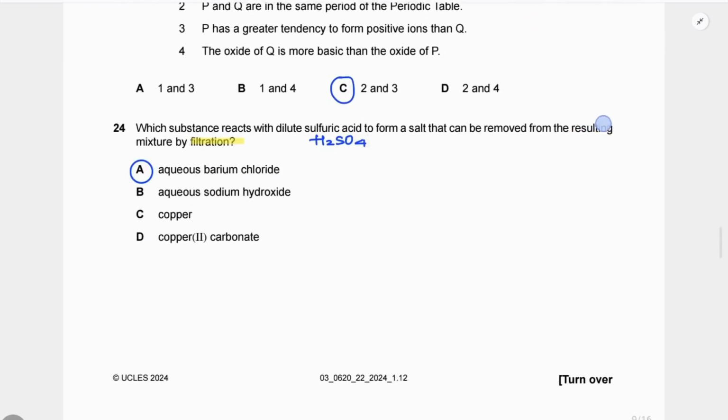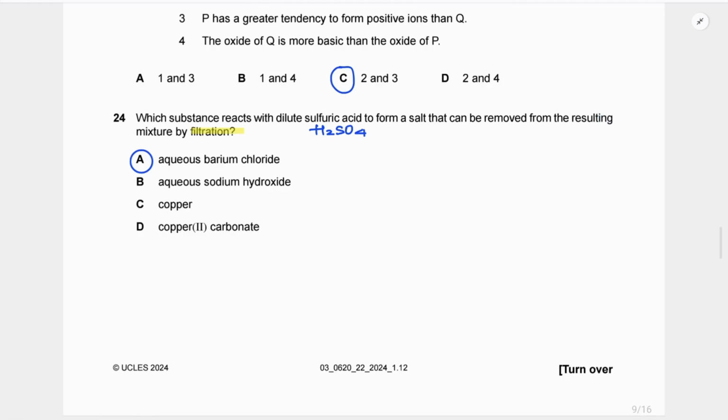Question 24. Which substance reacts with dilute sulfuric acid to form a salt that can be removed from the resulting mixture by filtration? Aqueous barium chloride. Barium chloride is the only answer which will give a precipitate, and that precipitate can be removed by filtration. Sodium hydroxide, no. Copper carbonate, no. So the only thing which can give a precipitate is aqueous barium chloride with sulfuric acid.